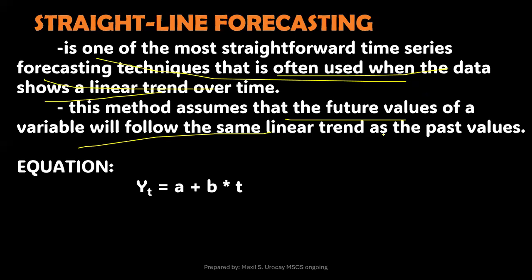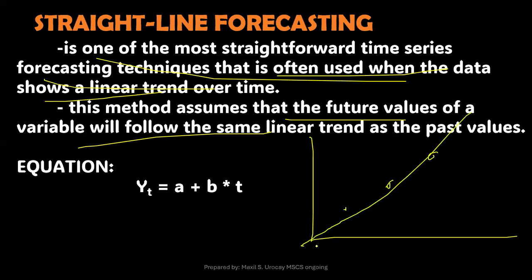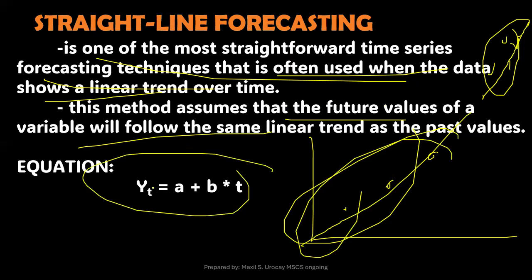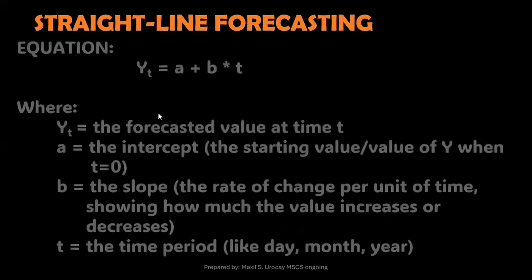So if you have your x and y intercept like this, then it is something like that. This is your historical data, so your future data will also be related to this historical data. It will still be linear as well. The equation we're giving right now is y of t equals the intercept a plus the slope times the time. Let's deal with that one by one.